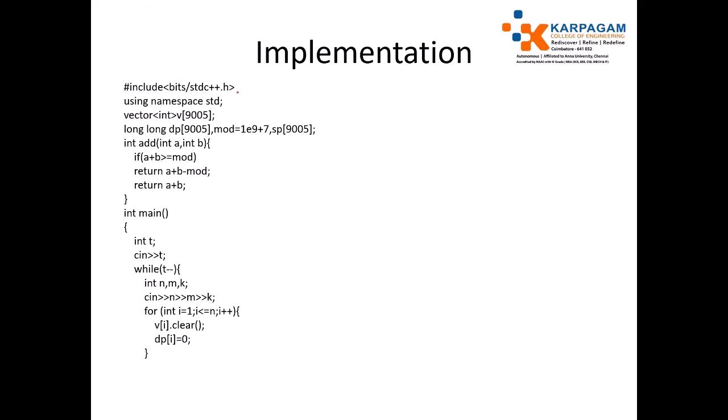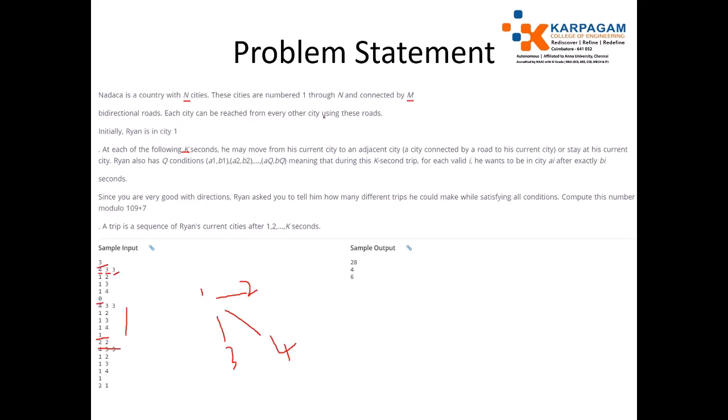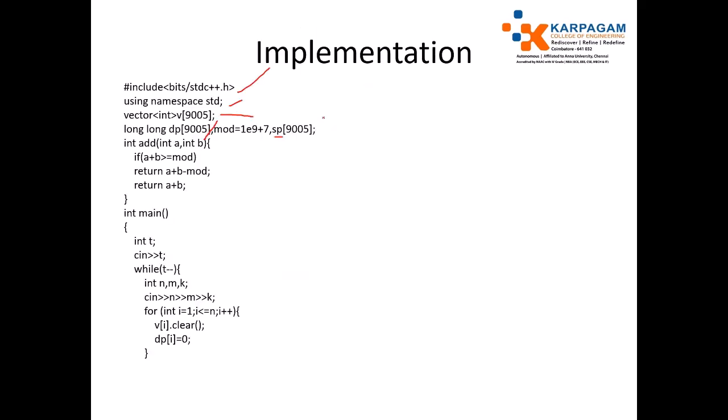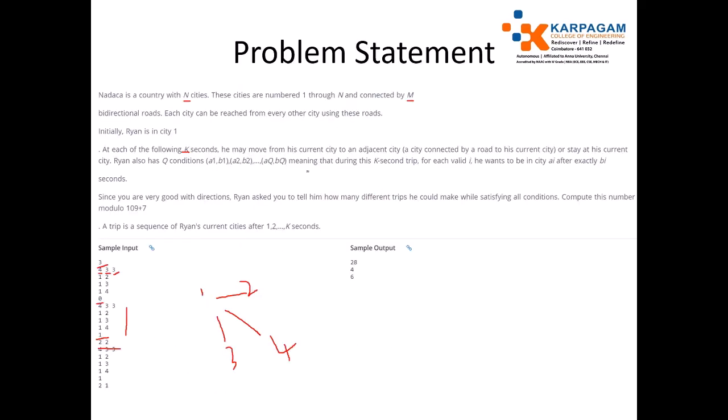Here this is the header file, and using namespace std is used to make use of the cin and cout statements, and vector is used to hold a set of integer values. Here the dp array is used for memoization, storing the previous values, and sp is for maintaining the seconds values. The user inputs some values, the k seconds, and that value is recorded in the sp array. Here is the k value.